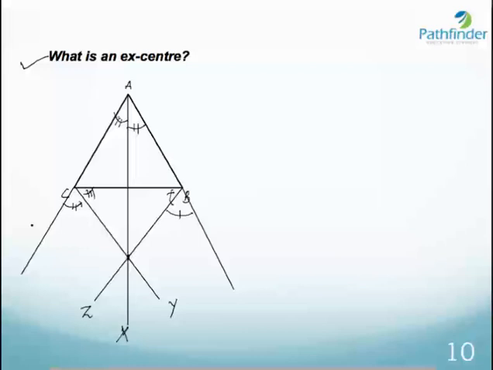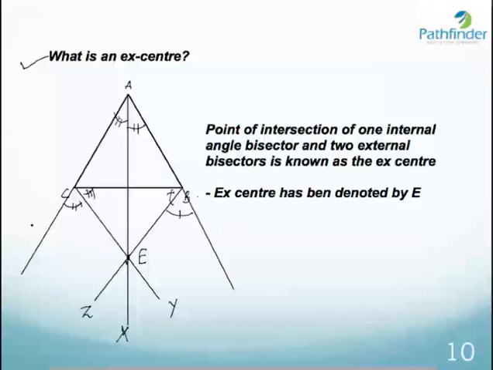So they all meet at one point. Let's call this point E. This point E, which is the point of intersection of one internal angle bisector and two external angle bisectors, is known as the excenter. And this excenter has been denoted by the point E here.